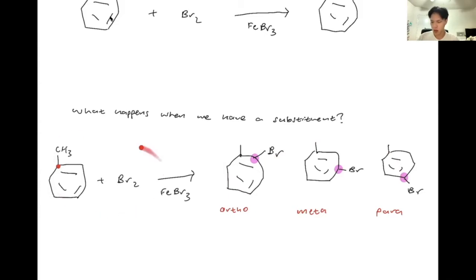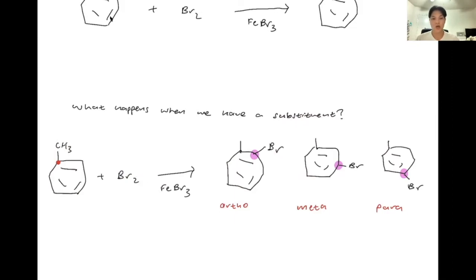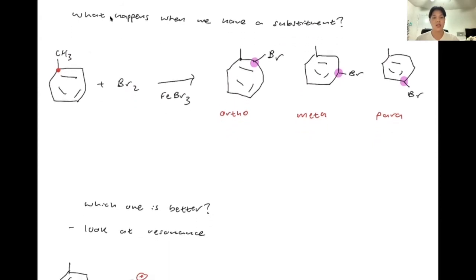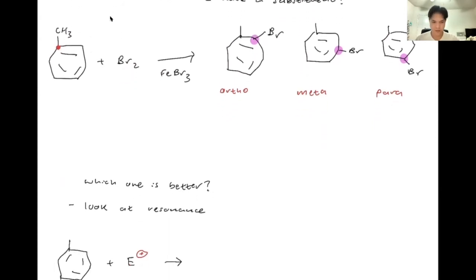When you're thinking about this, I only showed you the products. I never showed you all the nitty gritty mechanism stuff that you have to consider with mechanisms. But with this, we're actually going to have to consider it. So let's take a look at the resonance, right?